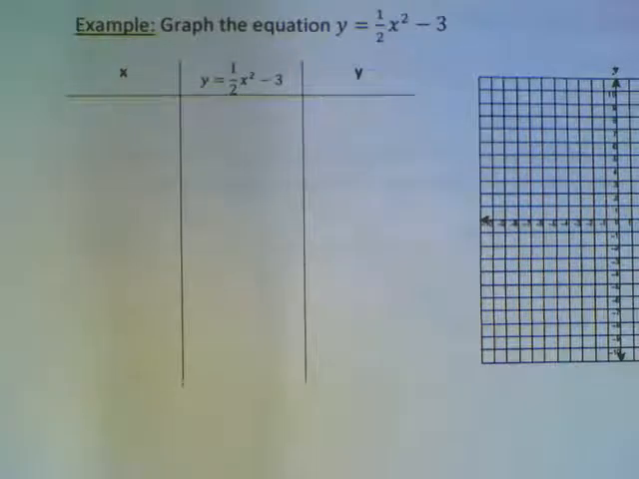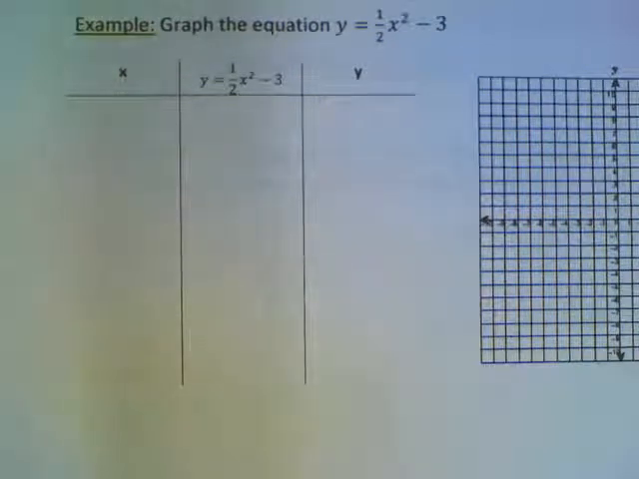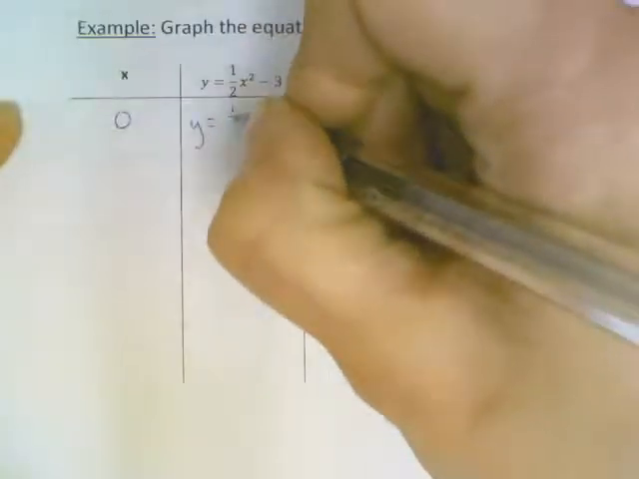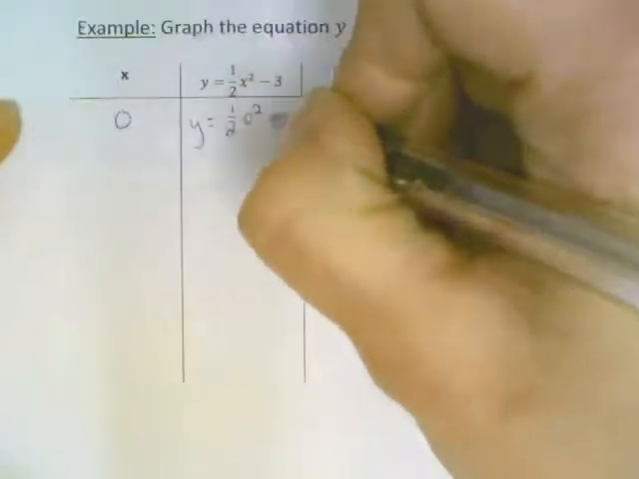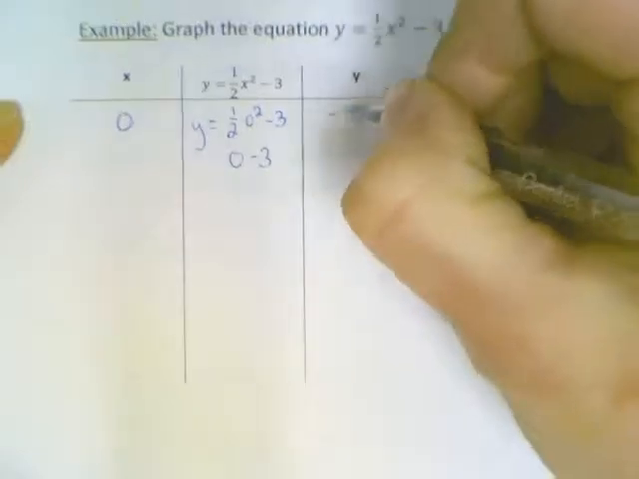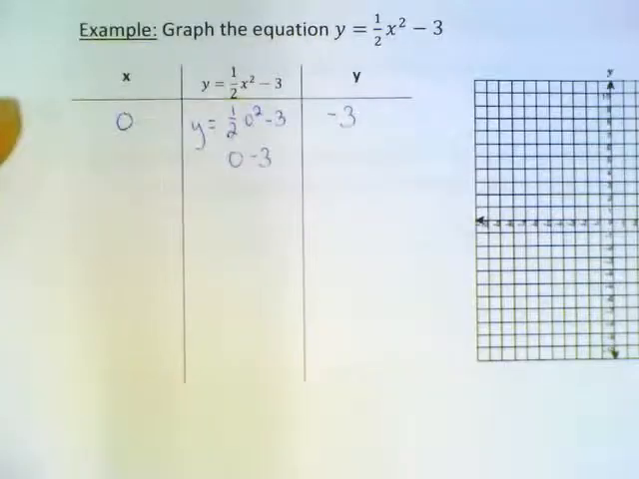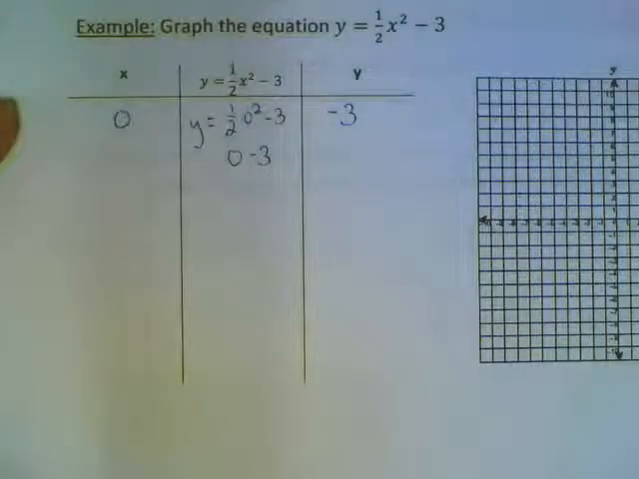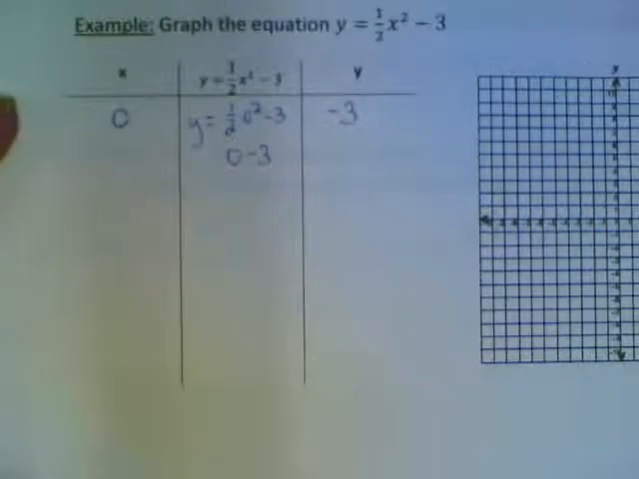Let's try another one. I want to graph the equation y equals 1/2 x squared minus 3. Again, a good number to pick right away is 0 for x. So let's plug in 0. Well, y I don't know yet, but 1/2 times 0 squared minus 3. 0 squared is 0, times 1/2 is still 0, so y must equal negative 3. The point (0, -3) is on my graph. I'm going to do this for a few more values for x.